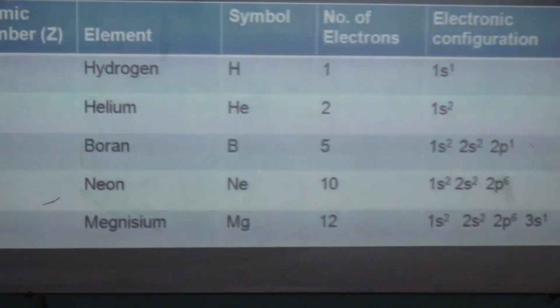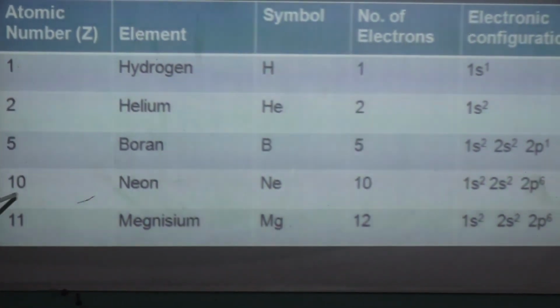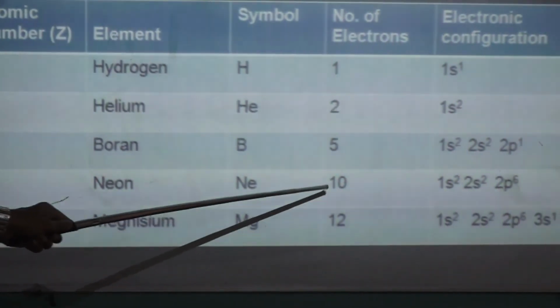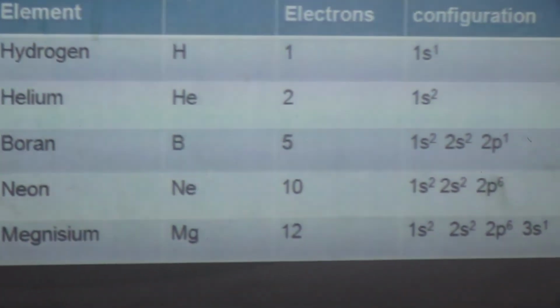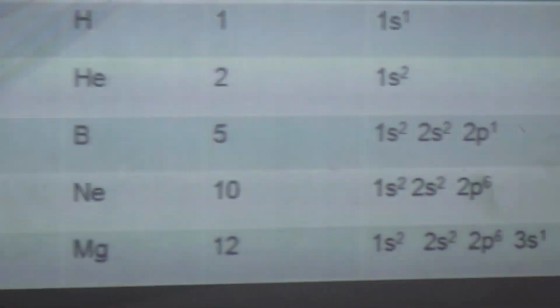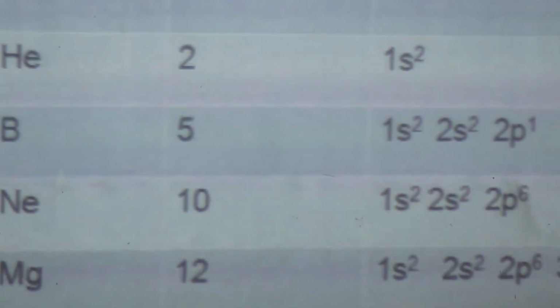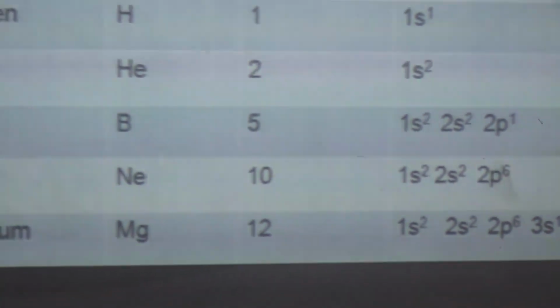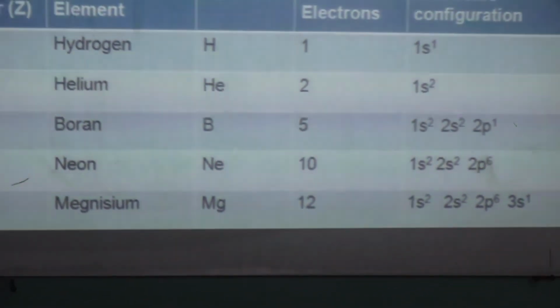Like that, neon, atomic number 10. So number of electrons 10. First energy level 1s, so 1s2. Second energy level 2s2, and next energy level 2p. 2 plus 2, 4. And the remaining 6 electrons can be accommodated in the p, so 2p6.